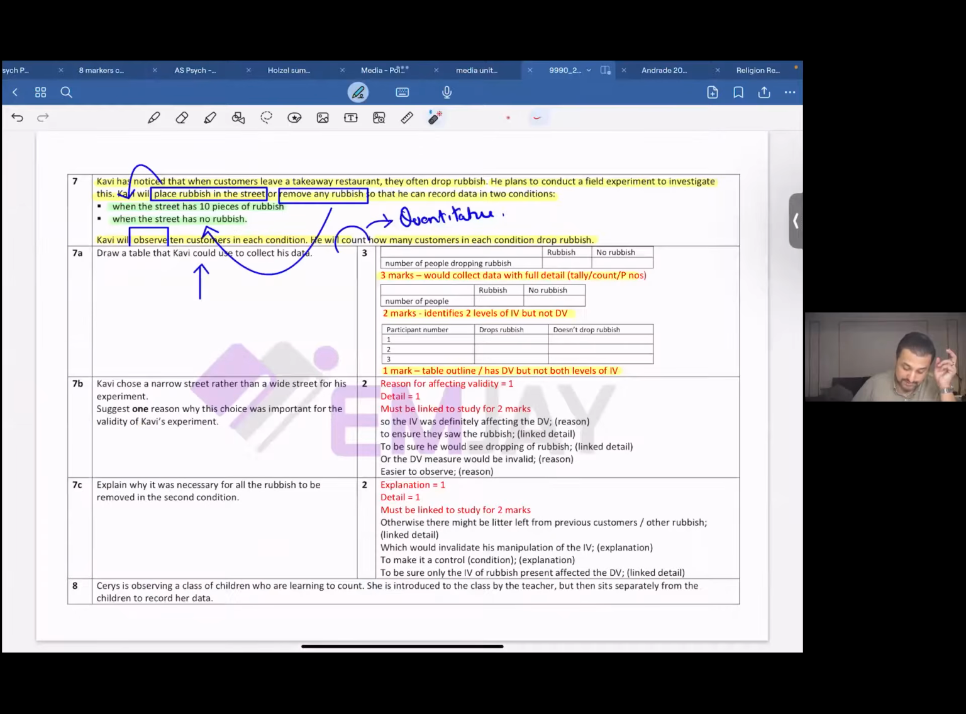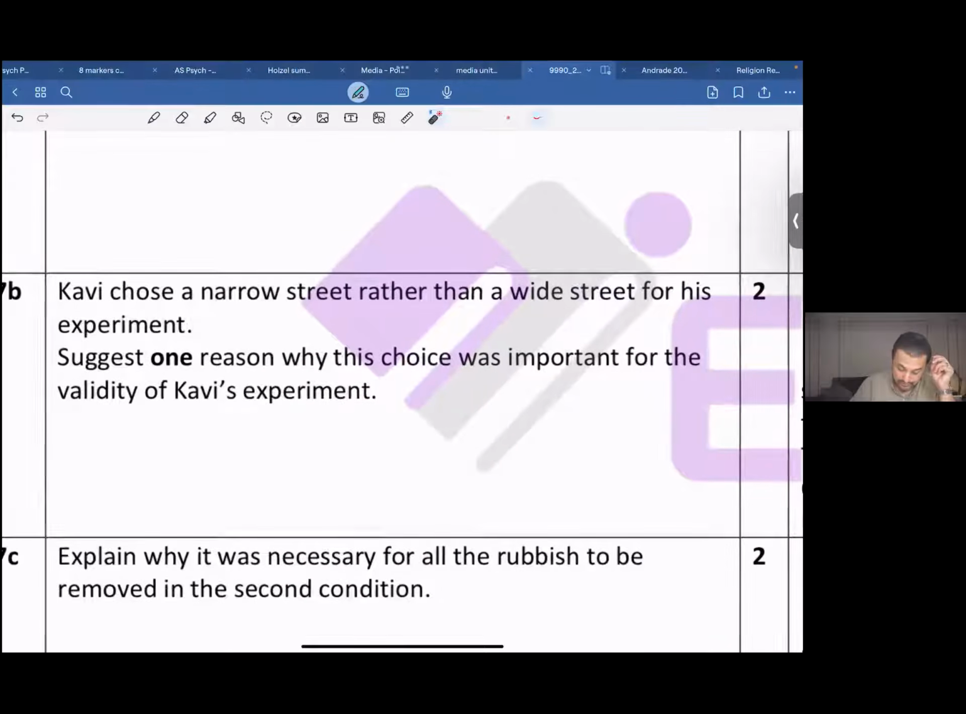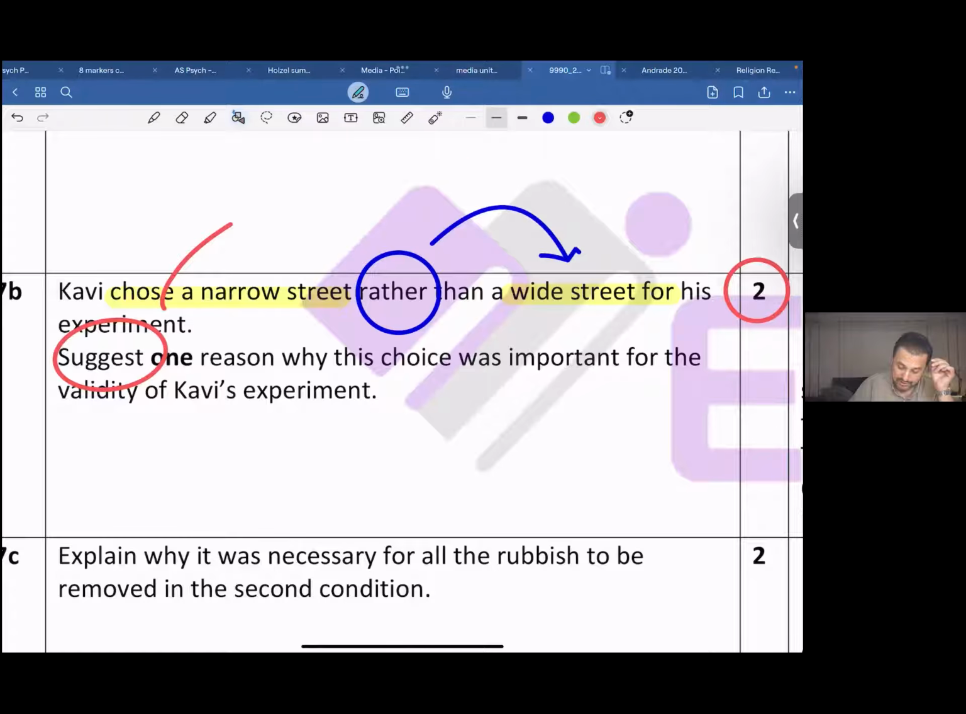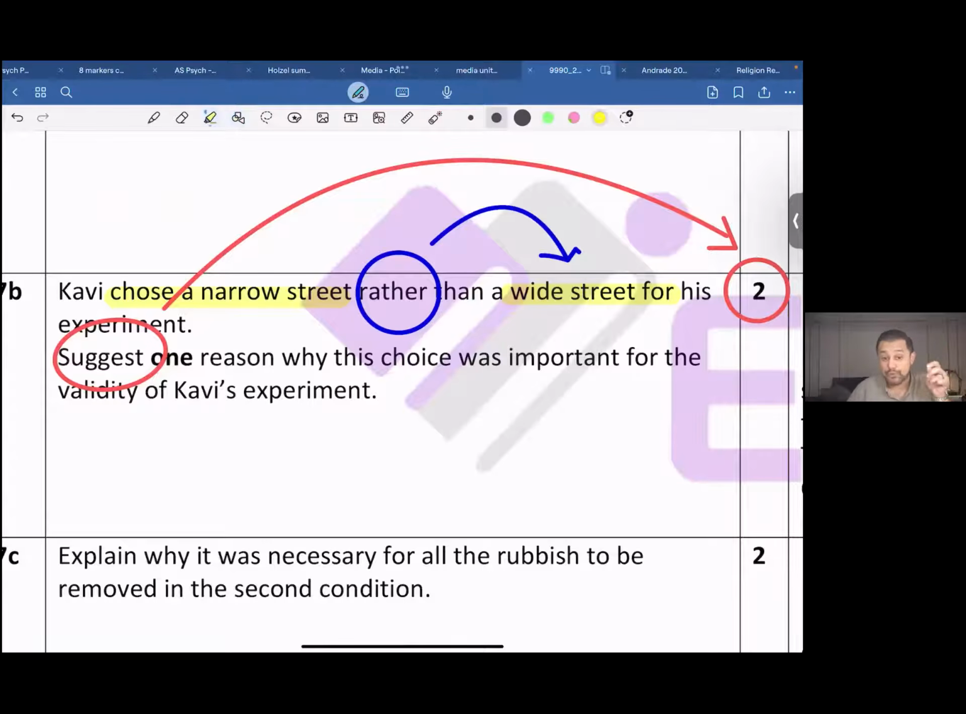The next question over here reads, Kavi chose a narrow street. So Kavi chooses a narrow street rather than a wide street. That makes sense too. For his experiment, suggest one reason why this choice was important for the validity of Kavi's experiment. It is a 2 mark question, right? You are asked to suggest one reason in a question worth 2 marks. Suggest one reason why this choice was important for the validity of Kavi's experiment.